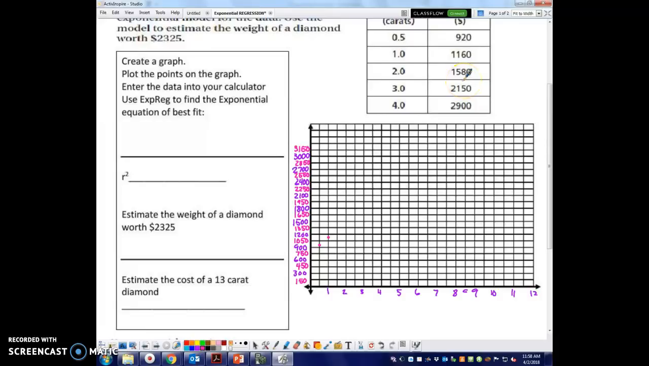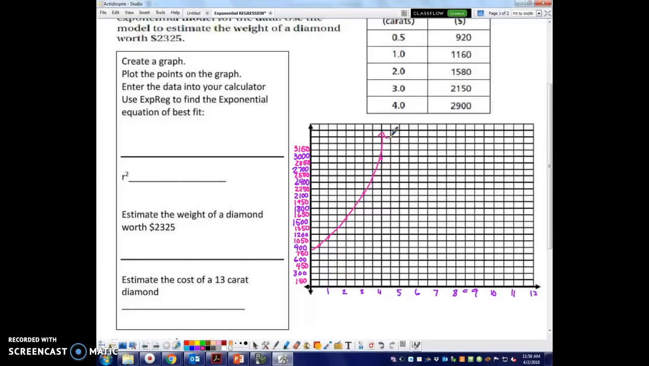2, 1580. So 2, and we find 1580, which will be like right here. Okay. 3 and 2150. So we go to 3, find 2150, which is like right here. Okay, and 4, 2900. So we go up to almost 3000 right here. Okay, so when you connect the dots, they go like this. Okay, which is an exponential growth, right?